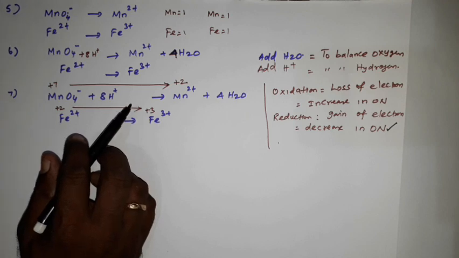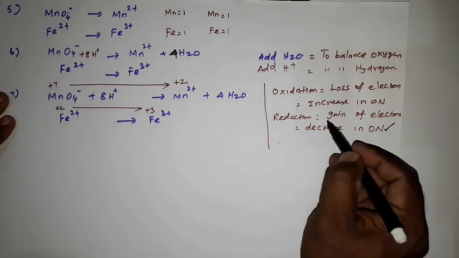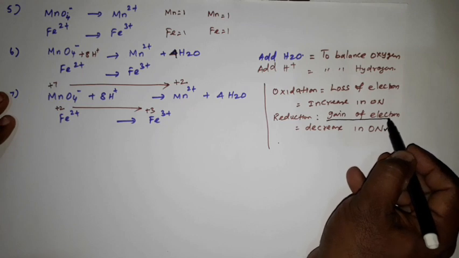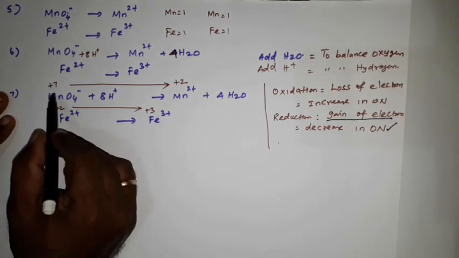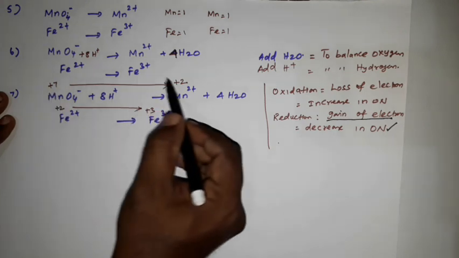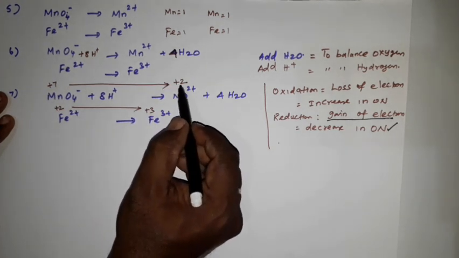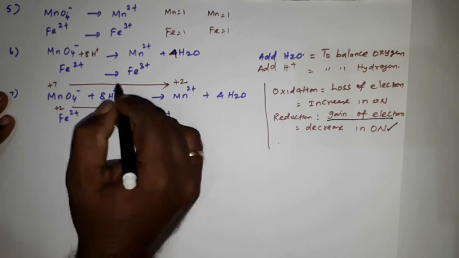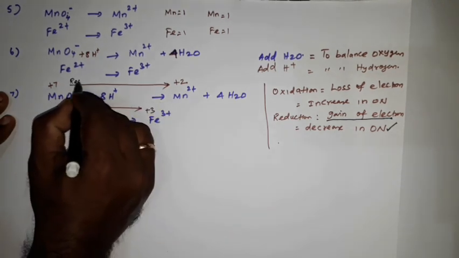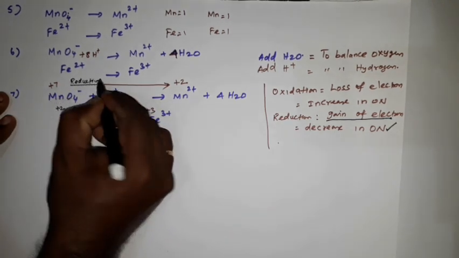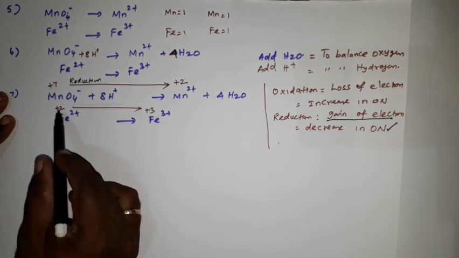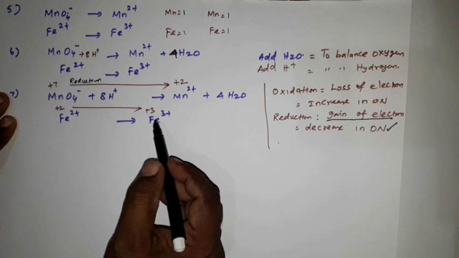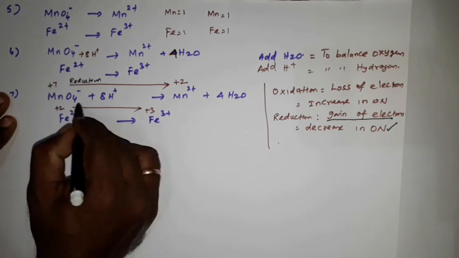Okay. Reduction, what is the meaning of reduction? Reduction means gain of electrons. Clear? So understand the concept here. Manganese has oxidation number +7. It is decreased to oxidation number +2, so this is reduction. And you check here Fe2 plus has oxidation number +2 and here oxidation number +3. So this is oxidation.